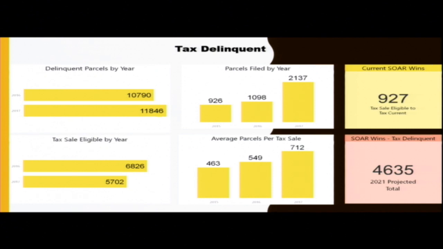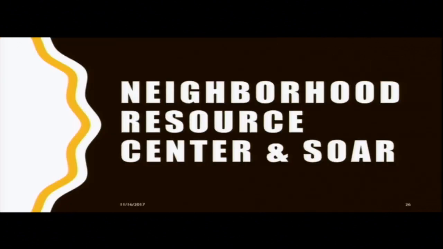And you see the 1,000 increase in the parcels filed by year is a 1,000 decrease in the tax sale eligible by year in the bottom. So there's definitely a correlation between the two. Any questions? Okay. All right.